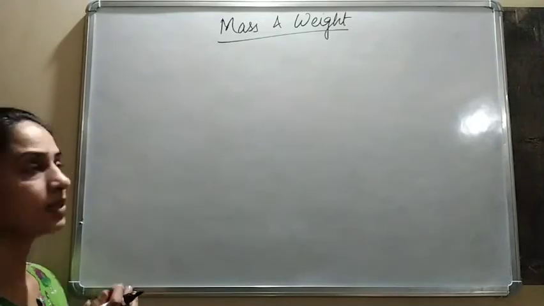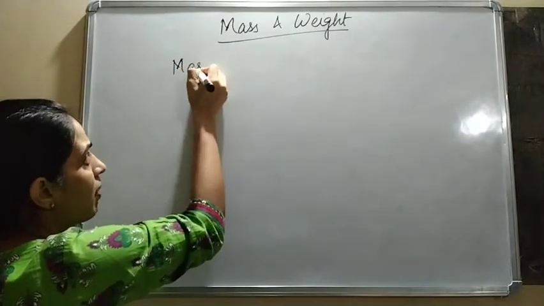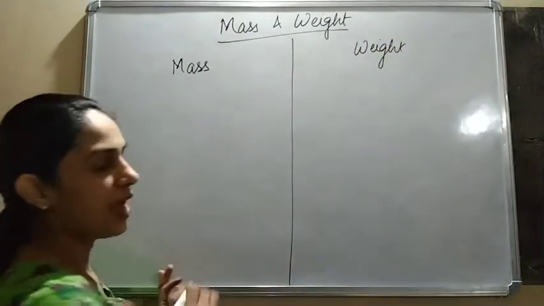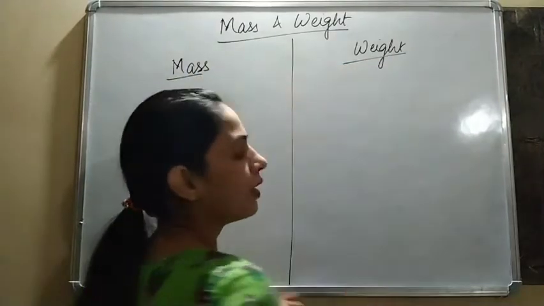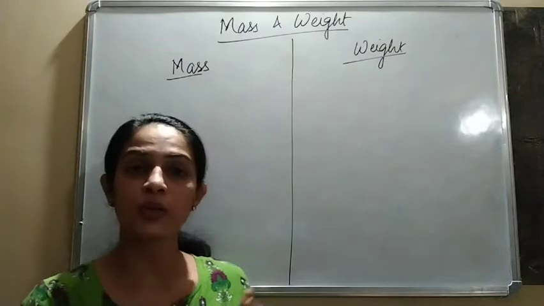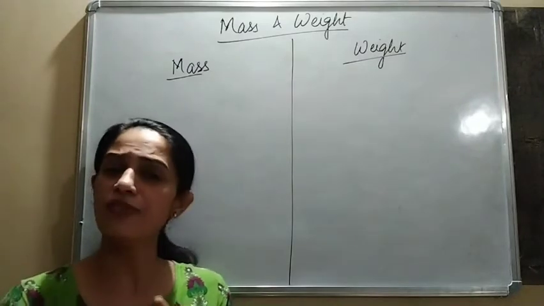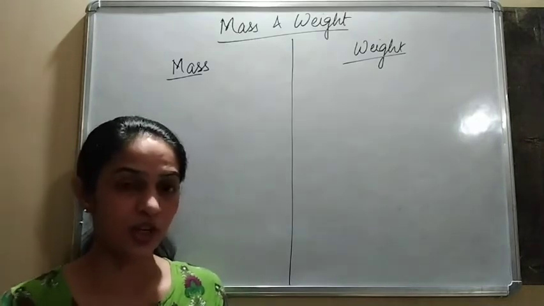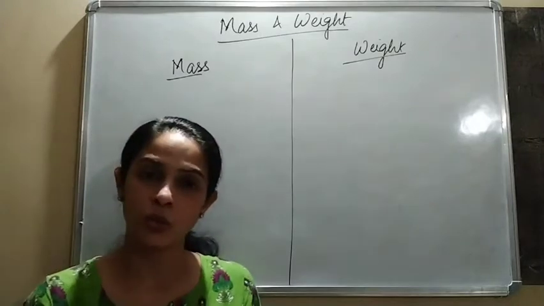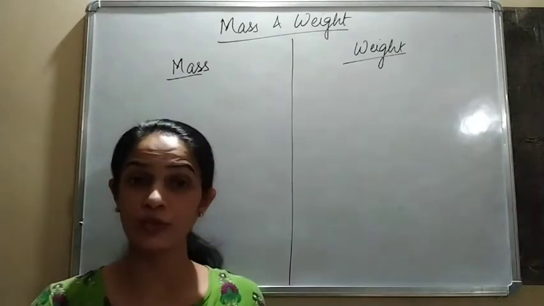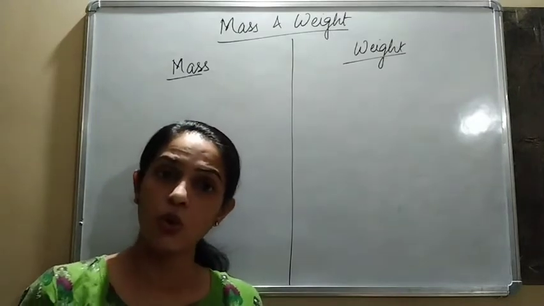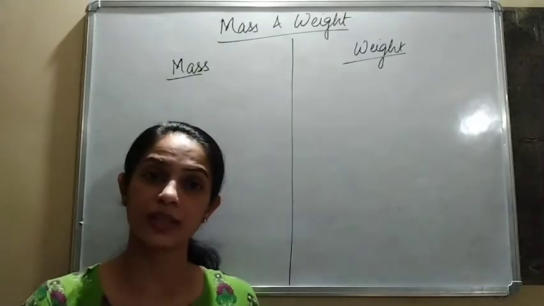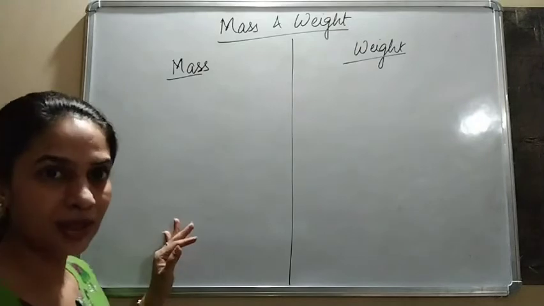Coming to mass and weight, we already know what is mass, but we generally confuse these two terms, mass and weight, with each other. Okay, do you know the exact difference between mass and weight? If I ask you what is your weight and you say my weight is 50 kg, okay. But we know that the kg is the SI unit of which quantity? Kg is the SI unit of mass, right?